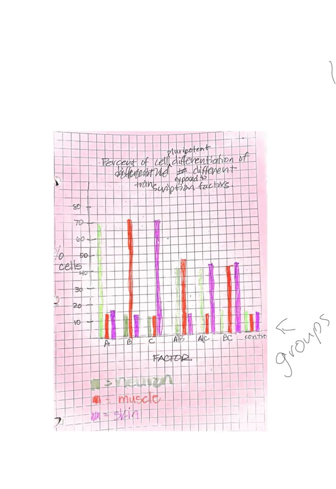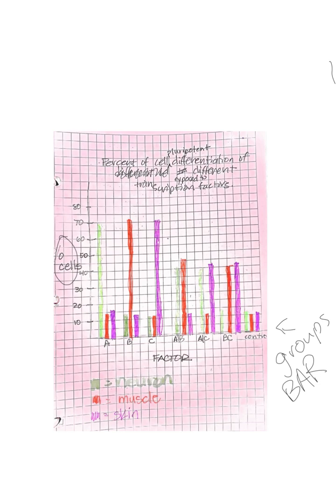Now, notice that the groups are not continuous, meaning it's not like height. So because of that, it's literally a bar graph and not a histogram. So your bars should not touch because it's not a continuous grouping. So then on the y-axis, you have percent of cells that have differentiated.